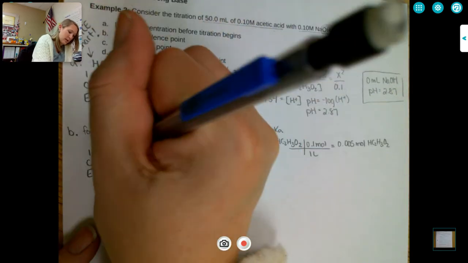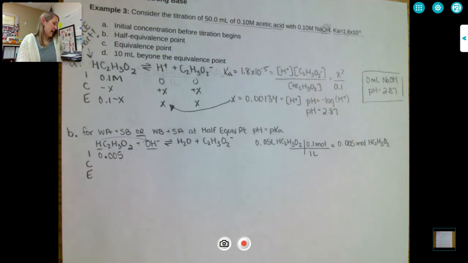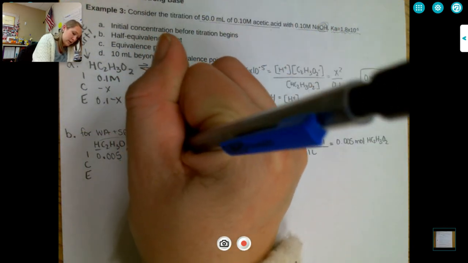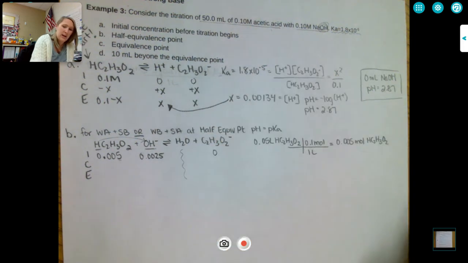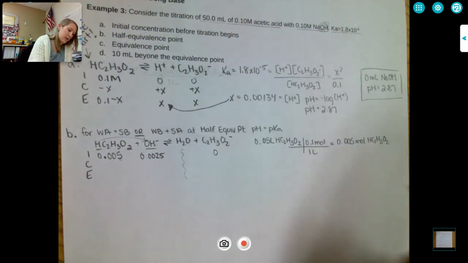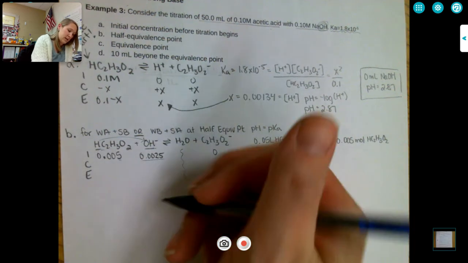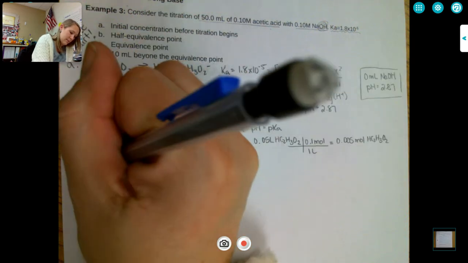So that is my moles that I'm starting with, 0.005 moles. And at the half equivalence point, I'm going to have half as many moles of hydroxide as I do with my acetic acid. So half of this is 0.0025. I don't care about water, and I haven't made any of my acetate ion yet. These are reacting in a 1-to-1 ratio, so all of my hydroxide is going to get consumed. So this goes away.